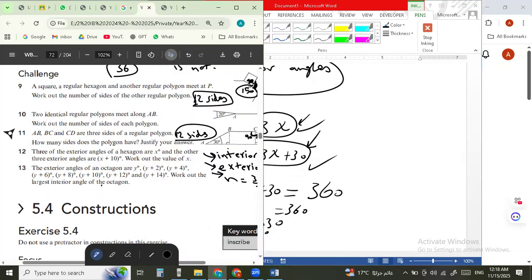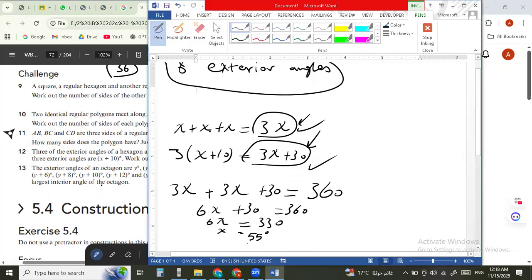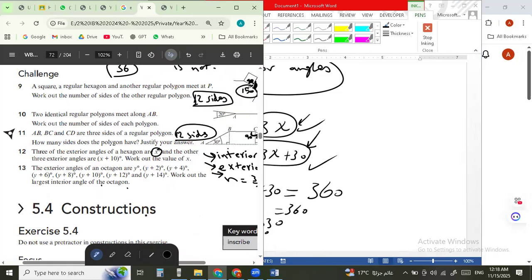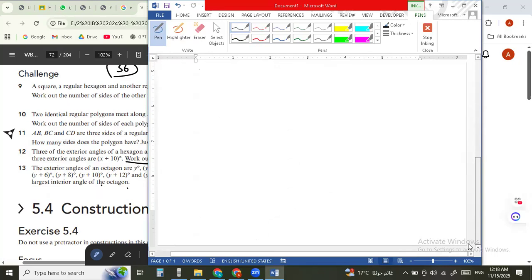That is going to give you exactly 55 degrees. So x is 55. I just added 3x again, because they said three angles with x, 3x, and the other three angles with x plus 10. So 3 multiplied by x plus 10, then 3x plus 30 will add up. All the exterior angles add up to 360. Solve the equation to find x equals 55. That's what they wanted.